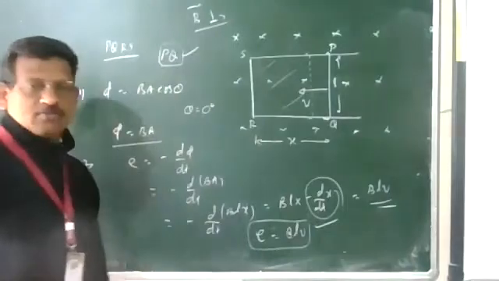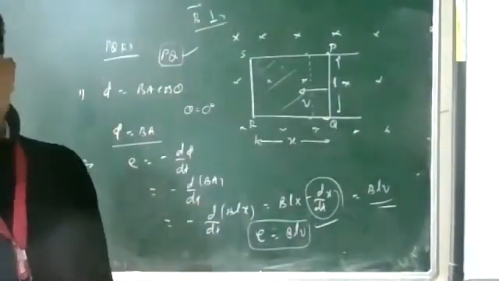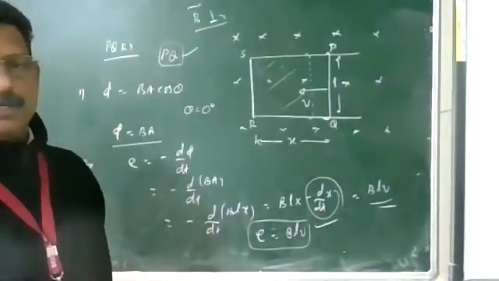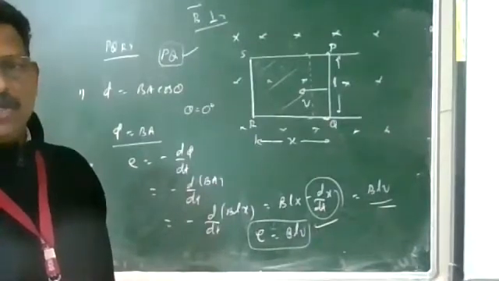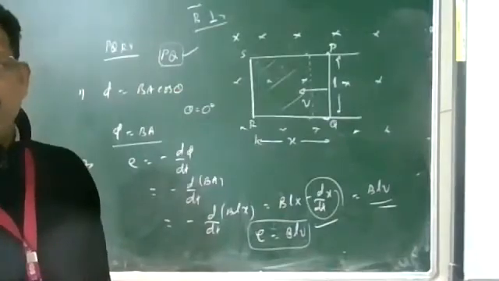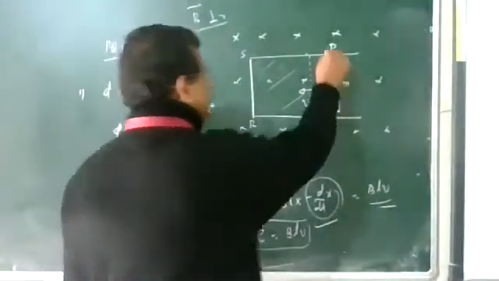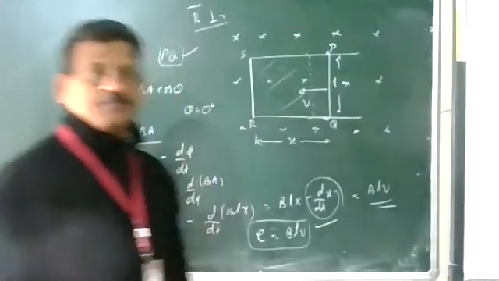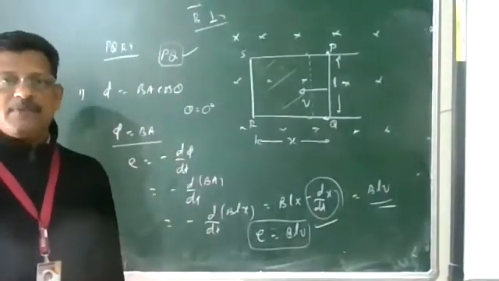The decrease in flux, therefore the minus signs cancel, and E equals BLv. So this induced EMF is called motional EMF, a very important equation. This is developed across the ends of the conductor P and Q.